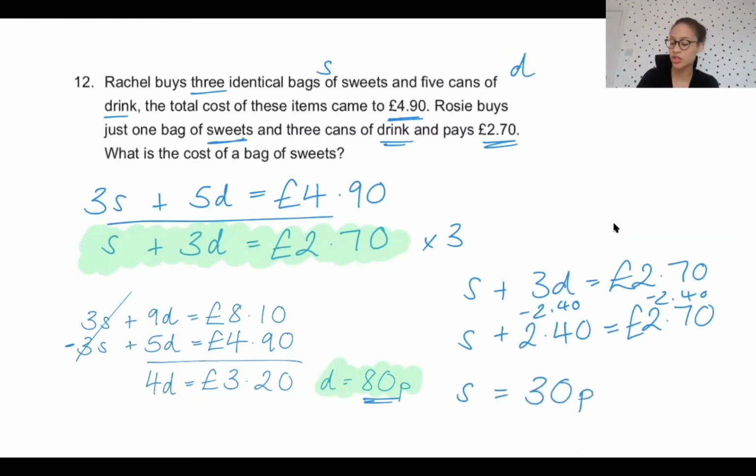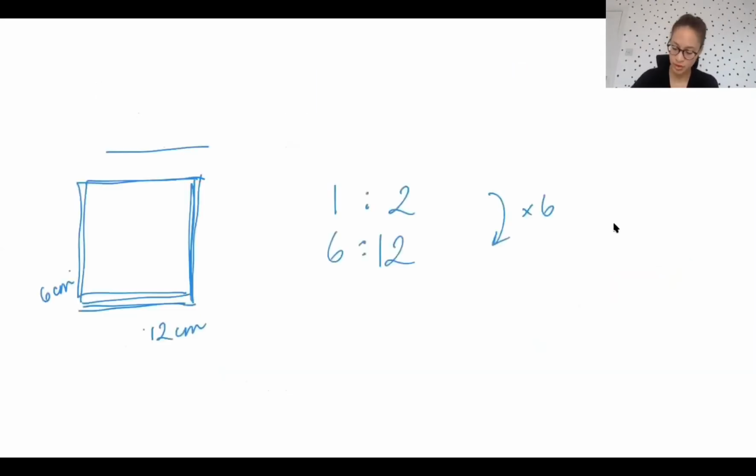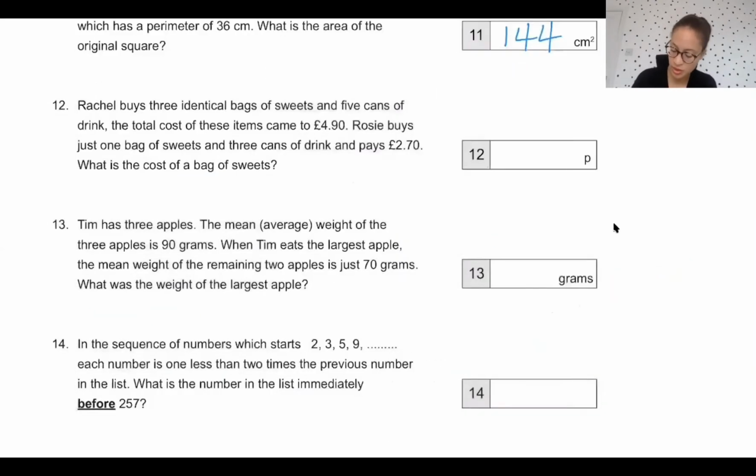And let's reread the question as per usual to make sure that we've answered everything we're supposed to answer. What is the cost of a bag of sweets? So our answer is 30p. There we go. 30p. And remember to look at the units in the question there. You would not want to write it as this, because then it would be wrong. Okay.